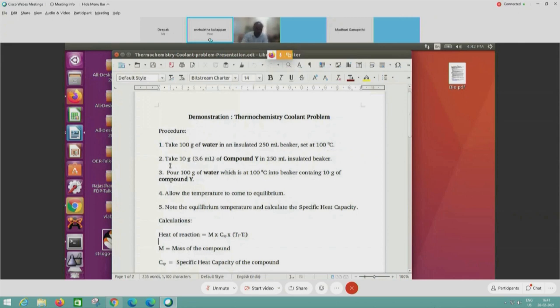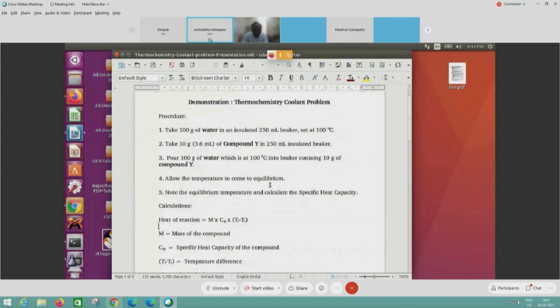Then we will take compound Y. The density of compound Y is given, so we have to take 10 grams, so we'll measure out 3.6 ml. We can't weigh it because the scale is, I think, inactivated, so we can't weigh 10 grams. We have to take 3.6 ml of compound Y in an insulated beaker again, but don't set any temperature. Just take it in a beaker. Then pour 100 grams of water, which is at 100 degrees centigrade, into the beaker containing 10 grams of compound Y.